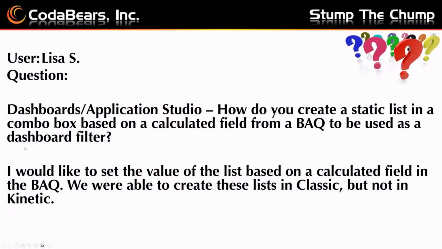Okay, our first question came in via email before the meeting. Lisa S. asks about dashboards and Application Studio: How do you create a static list in a combo box based on a calculated field from a BAQ to be used as a dashboard filter? Sound familiar?